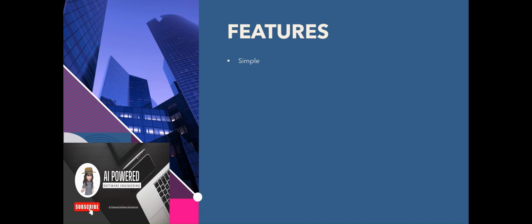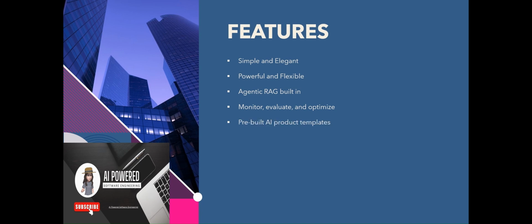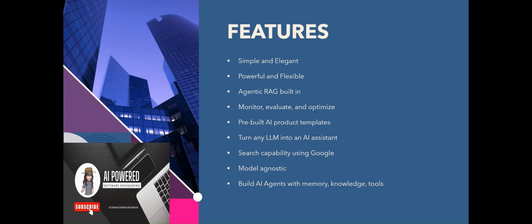PHIDATA or Agno is simple yet elegant. It's powerful and flexible. With Agentic RAG built in, it can monitor, evaluate, and optimize. It has pre-built AI product templates that help you turn any LLM into an AI assistant. You can search using Google with this agent. It's model agnostic and can build AI agents with memory, knowledge, tools. It can also handle more complex tasks like creating teams of agents that collaborate.